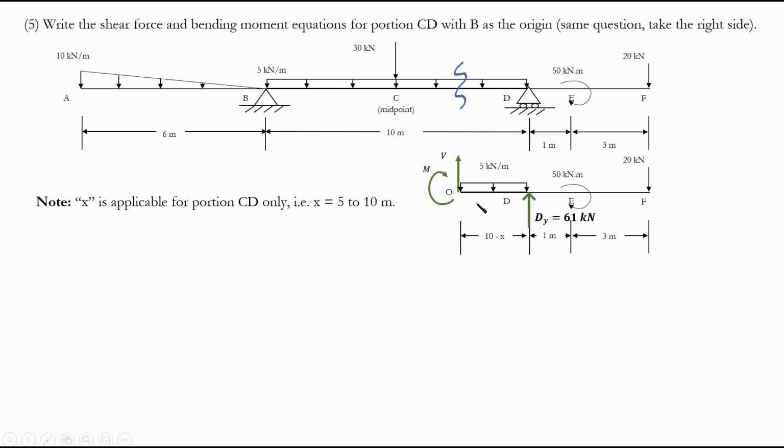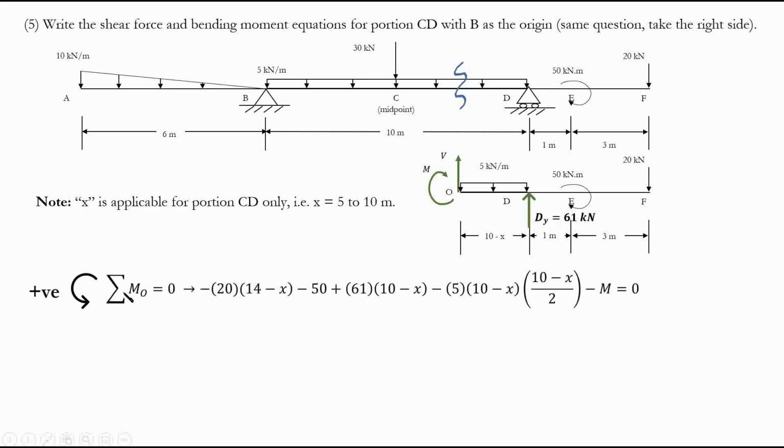The only complication for taking the right side is: what is this dimension? We know this is 1, this is 3. What is this? Well, pretty simple. If from here to here is X, what is from here to here? It's 10 minus X. Why? Because this is 10, and if you consider from here to here as X, this is going to be 10 minus X. Simple as that. That's probably the only difficulty with this one. So again, take a moment about where you cut. Same ideas apply, so I'll let you go through this and see how it goes.